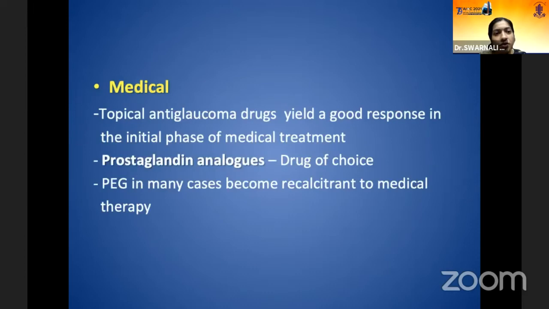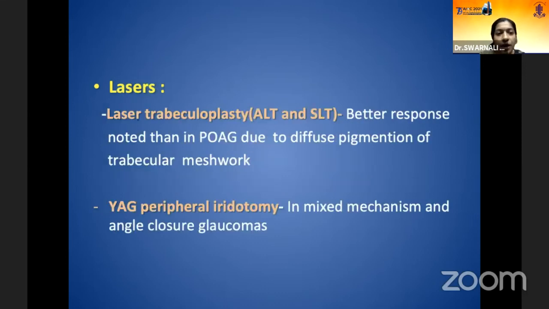Coming to the management or treatment, of course, medical management is the first line of treatment for these patients, and initially they show good response to medical treatment, that is the topical anti-glaucoma medications. Prostaglandin analogs seem to be the initial drug of choice, not only because they cause higher lowering of IOP, but also have a longer duration of action and better control of the diurnal variation and the IOP spikes. However, in many cases these patients become refractory to medical therapy.